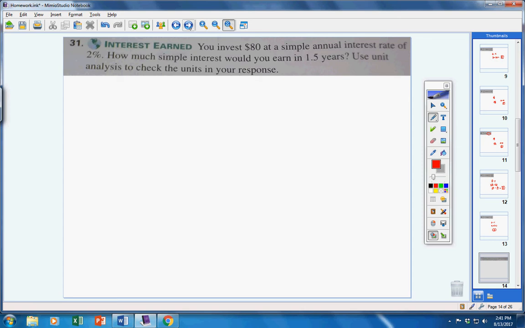You invest $80 at a simple interest rate of 2%. How much interest would you earn in 1.5 years? Now, I'm not going to worry about this part here, students, using unit analysis. I will try to quickly explain that in the end here, but it's not necessary. Here's the simple interest formula. I equals principal times rate times time. Your time has to always be in years, never weeks, never months, for this formula. So they're asking you to find how much interest you would earn.